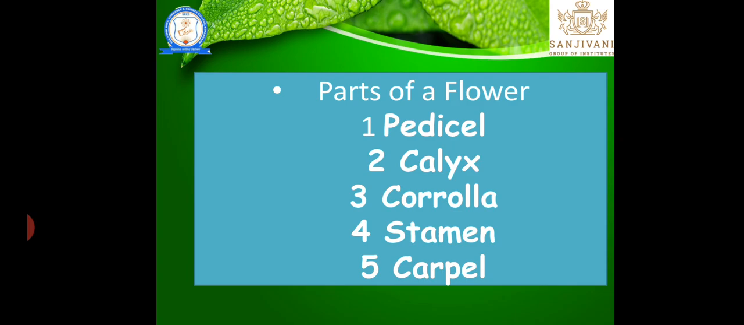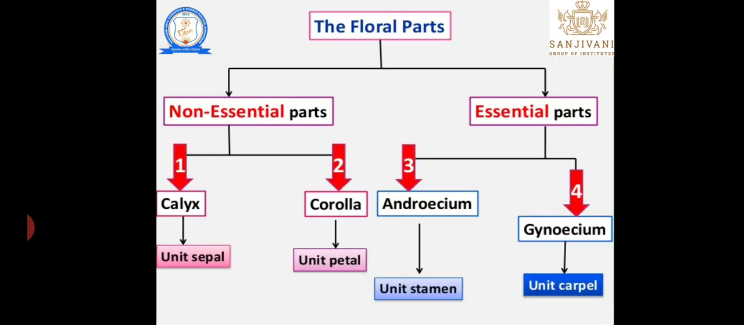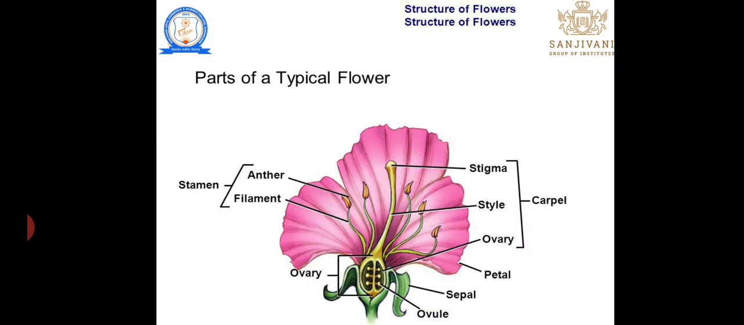Next, parts of a flower. There are five parts: pedicel, calyx, corolla, stamen, and carpel. The parts of a flower are classified into two groups: non-essential parts and essential parts. Non-essential: calyx and corolla. The calyx unit is known as a sepal, and the corolla unit is known as a petal. Essential parts: androecium and gynoecium, with the unit of stamen and the unit of carpel. This classification is done on the basis of reproduction.